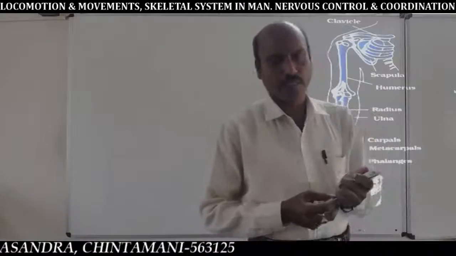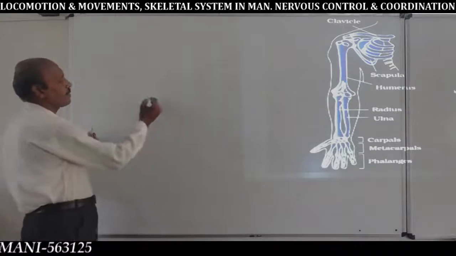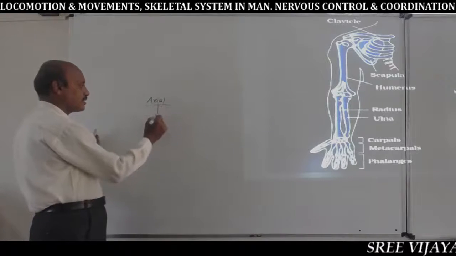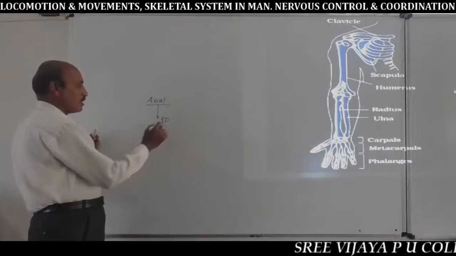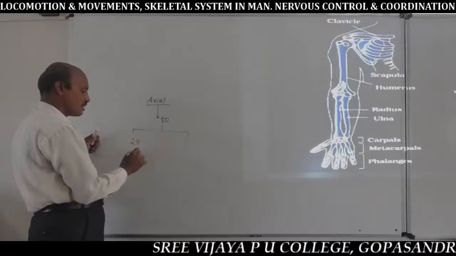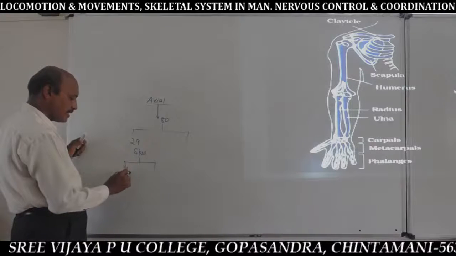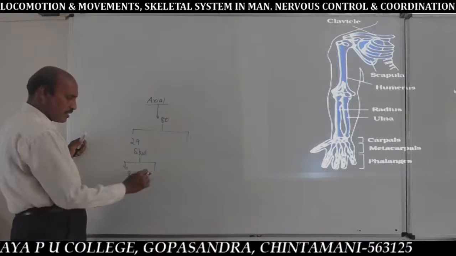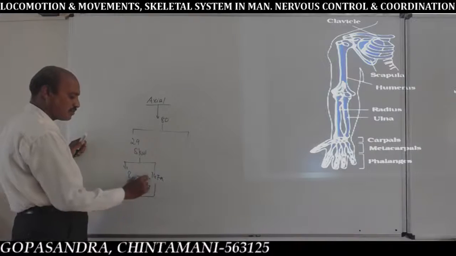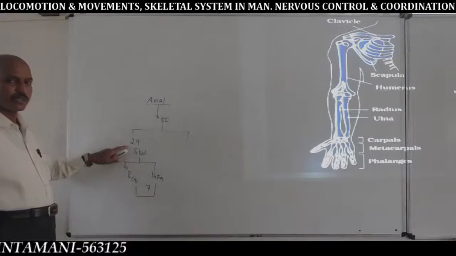Hello students, in the last class we discussed the axial skeleton. In the axial skeleton there are 80 bones in total. Out of 80 bones, 29 are skull bones. Out of 29 skull bones, 8 are cranial bones, 14 are facial bones, and 7 are associated bones. The total in the skull region is 29 bones.